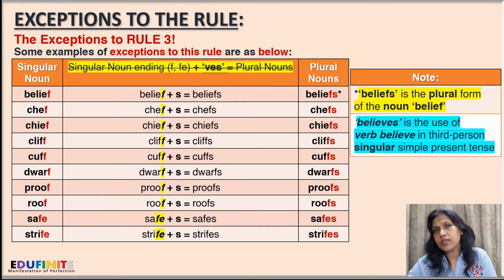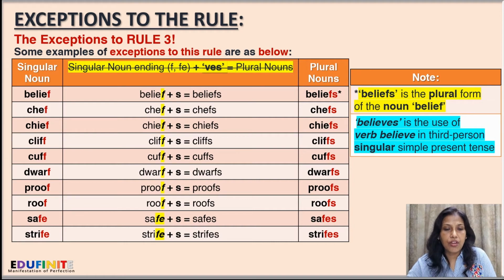Now, there is a certain confusion. Some people think: is believes the plural form of belief, or is it BELIEVES, with a V? Well, the plural form of belief is beliefs, just add an S to it, and believes is the verb form that is used in the third person singular simple present tense.